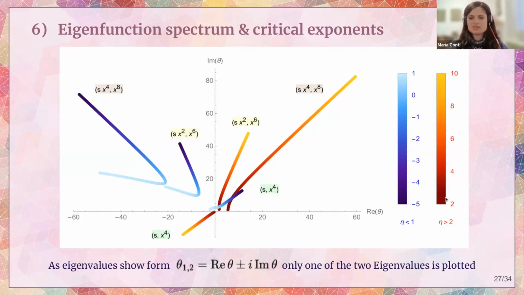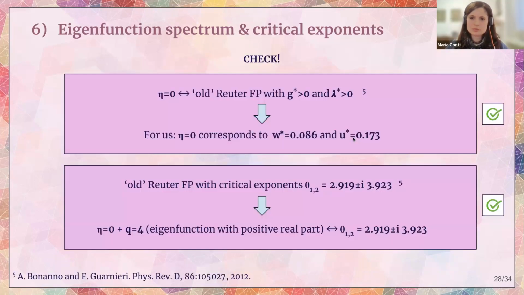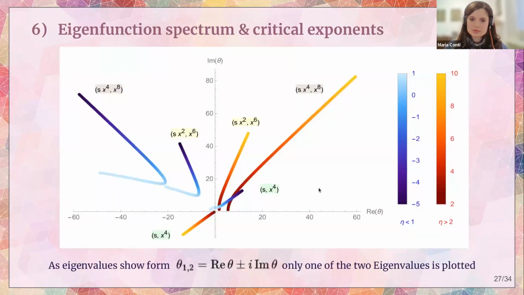I'm going to comment on the actual contents of this plot in a short while, but before doing so, let's perform a check. Yes, we were able to understand what happens if you add the anomalous dimension, but do we recover the same things without it? Do we get the same results as this paper here when we implement eta equals 0? Because if we do, then we should get back that old Reuter fixed point, which showed in particular positive coordinates for the fixed point. Does this happen to us?